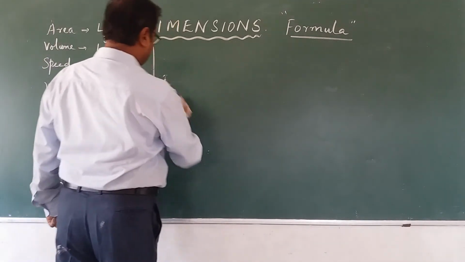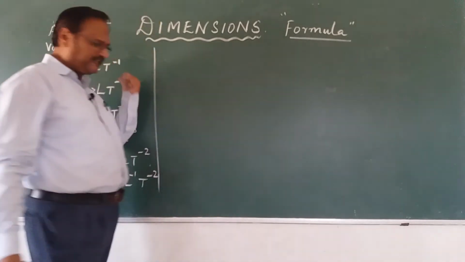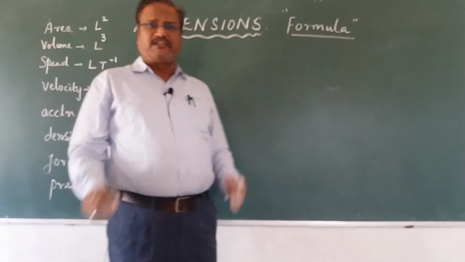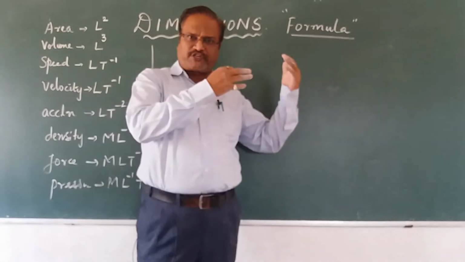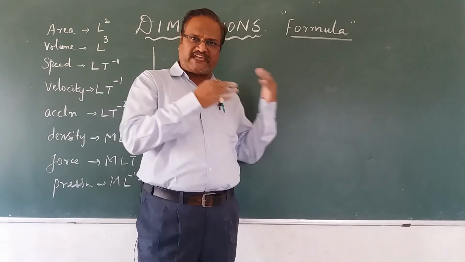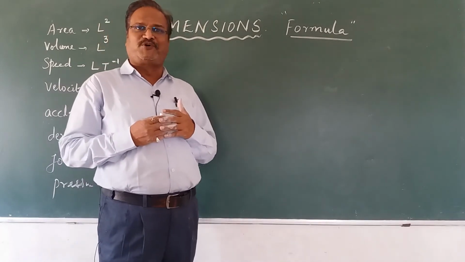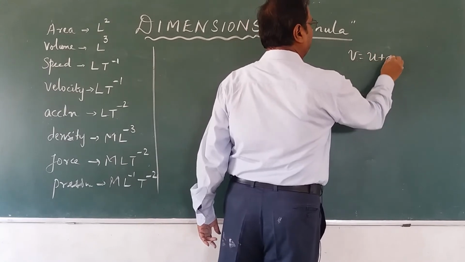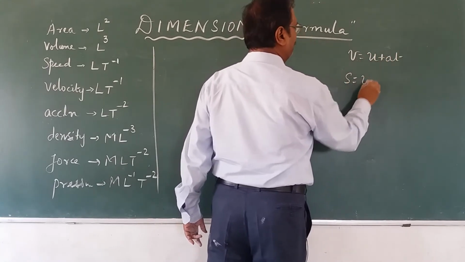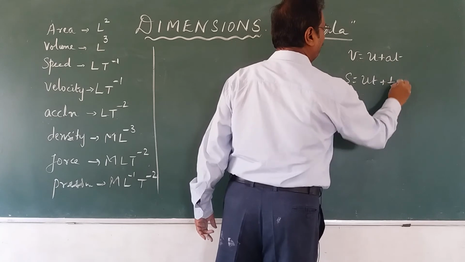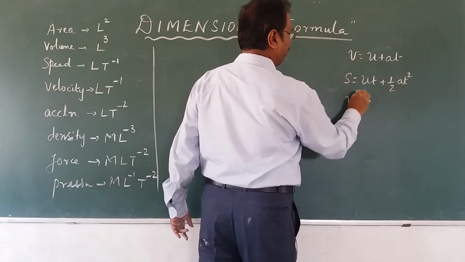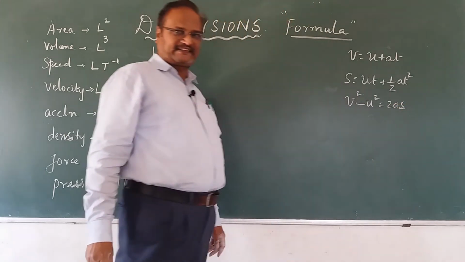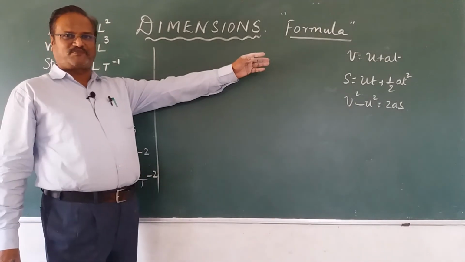Okay, I am erasing this part. I think first I will do with these basic quantities I have taken. Now tell me, a body is moving in a uniform motion with a uniform acceleration a. We have three equations of motion, right? We have studied v = u + at, s = ut + half at square, and v square minus u square = 2as. Okay, these are the three equations of motion.